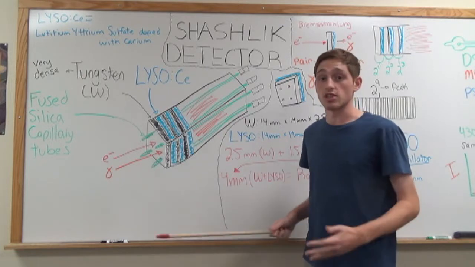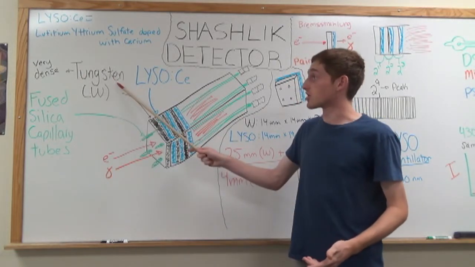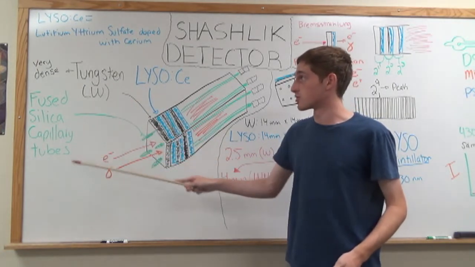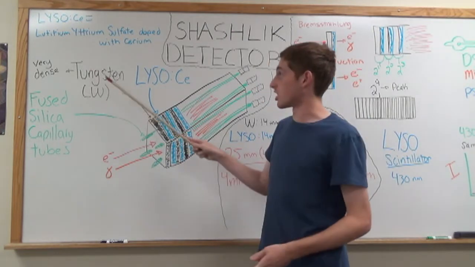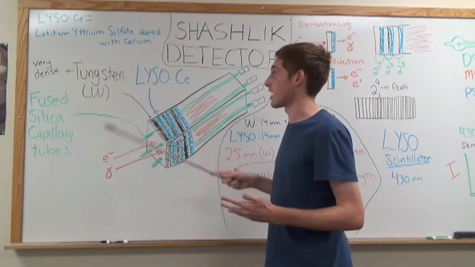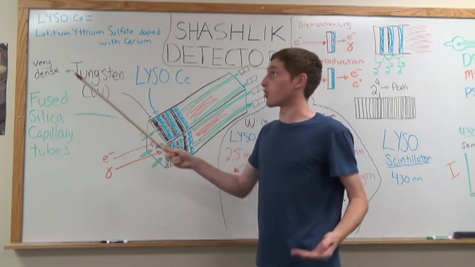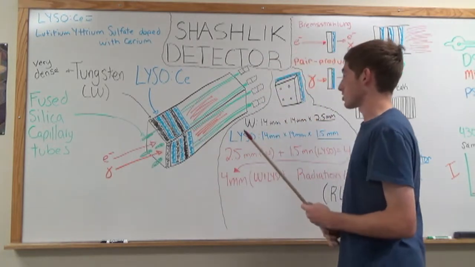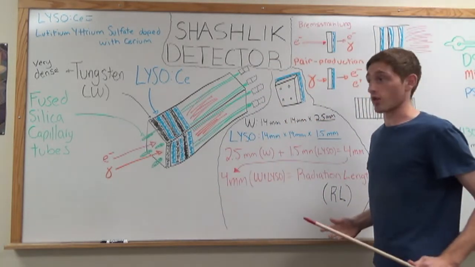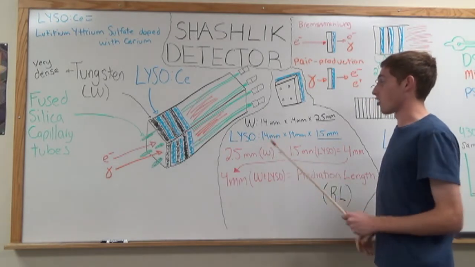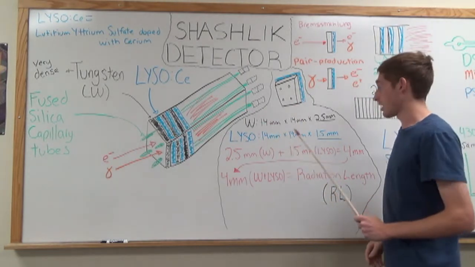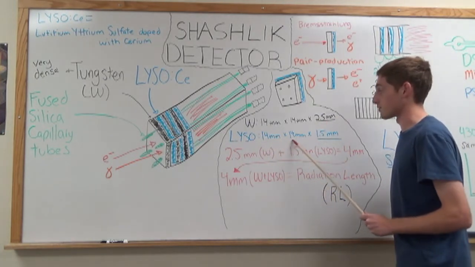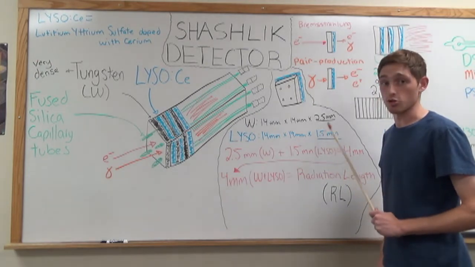The Shashlik detector has three main parts: a tungsten plate, a lyso crystal, and fused silica capillary tubes. The combination of tungsten, which is a very dense element, and a lyso crystal, which stands for lutetium yttrium sulfate doped with cerium, makes a special property when the dimensions are right. The dimensions of the tungsten are 14 by 14 in the square, and the thickness of 2.5 millimeters, which is the important part. Lyso is also 14 by 14, but it's 1.5 millimeters thick.